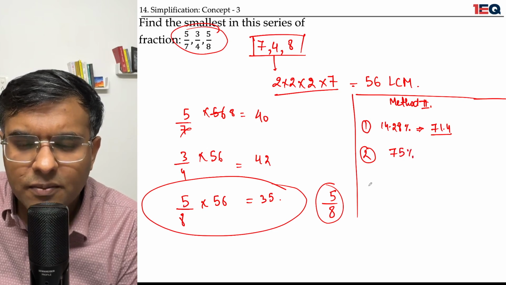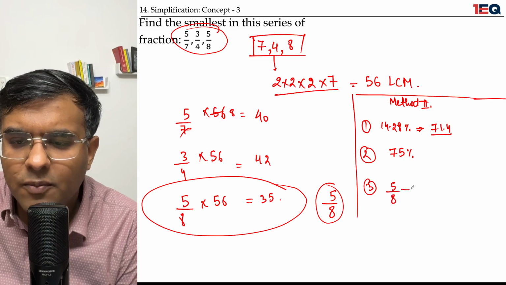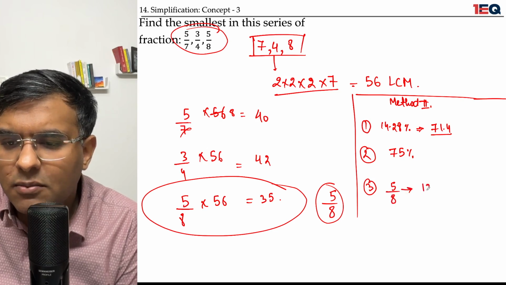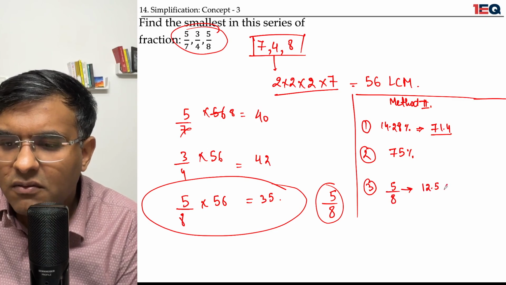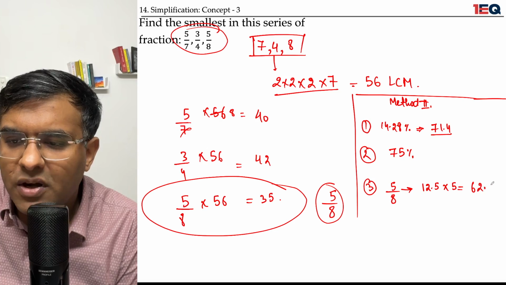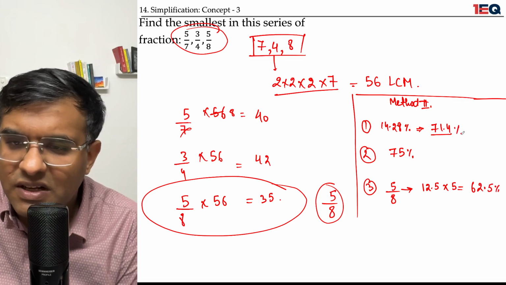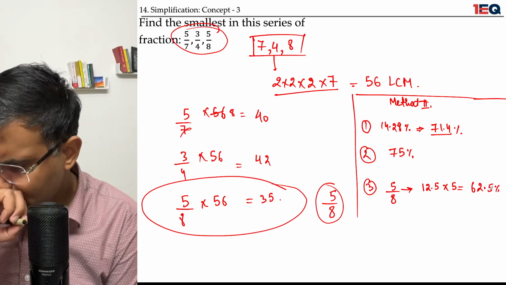And thirdly, we are talking about 5 by 8. 1 by 8 is nothing but 12.5. When I multiply it by 5, it comes out to be 62.5%. Okay, so this is the percentage method of dealing with this question.